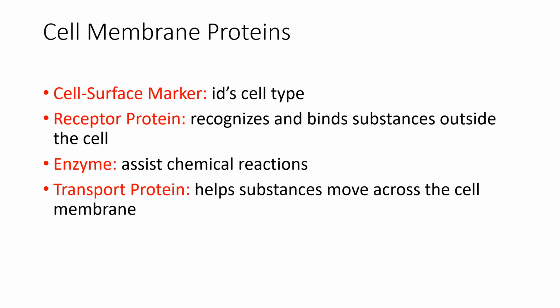So cell membrane proteins, there are a few to keep in mind. Cell surface marker: it IDs the cell type. The receptor protein is able to recognize and bind substances outside the cell. You can kind of think of this like a lock and key. It's like, hey, come over here. This receptor protein is able to recognize and say, hey, insert your key here, open it up so you can come in. Enzymes are proteins that assist in chemical reactions, and another protein is a transport protein, which, by the name, allows substances to move across a cell membrane.